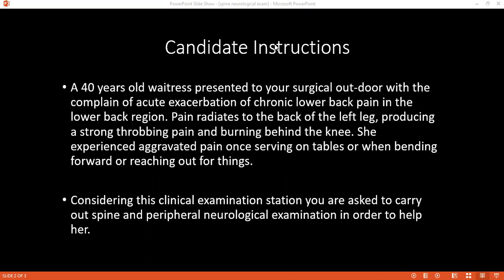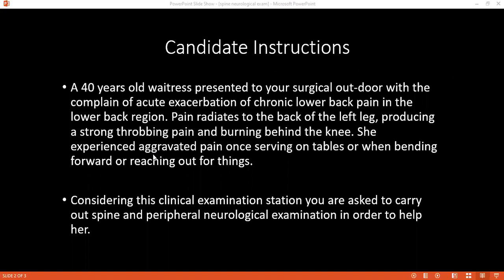Now, when you presented your history, you did say that the patient has a problem with bending forward. It aggravates, right? Yes, ma'am. Because she is a waitress and she has to serve, so she has to bend forward. Her major problem is this. And it gets relieved when she is walking uphill, because she does not have to bend forward in that way.